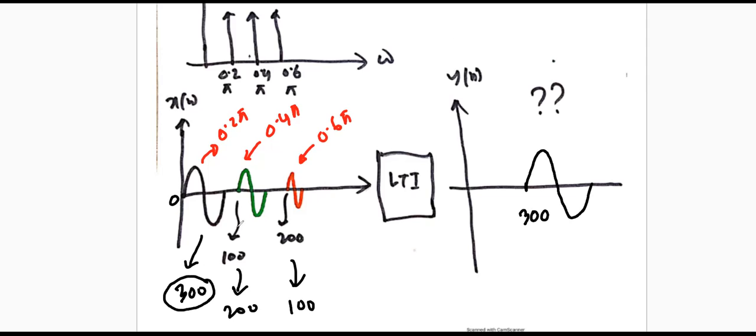Now what about the green one? It starts at 100, experiencing 200 more delay. So altogether this is 300. So 300 sample delay means it also starts at the same location, and the signal may be like this. The red one starts at 200 sample, already 200, and now experiencing 100 sample delay. So it also experiences a total 300 sample delay with respect to this zero line. So the red one also starts from there.